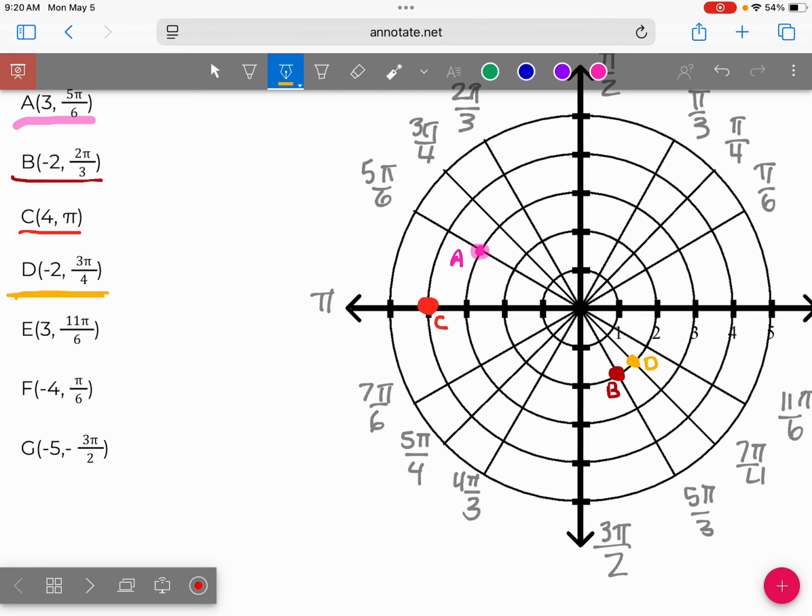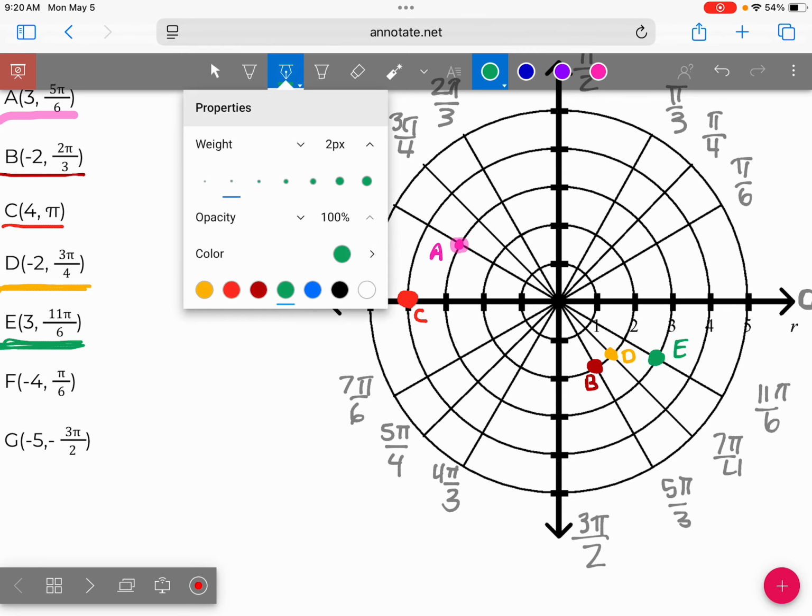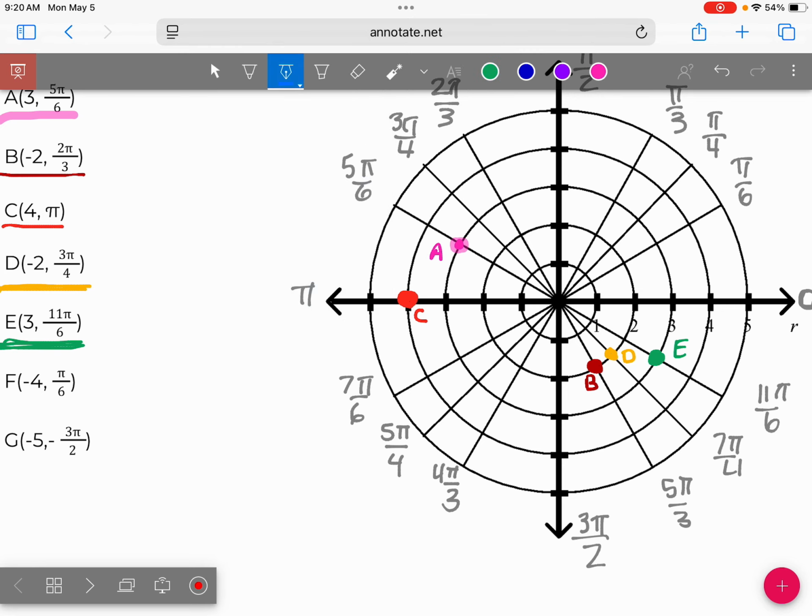So again, try and see if we can finish these out. We've got our 3, 11 pi over 6, negative 4 pi over 6, and negative 5, negative 3 over 2. So see if we can figure out where these are going to go. Our 11 pi over 6 is an angle we know. We should wind up with our E right about there.